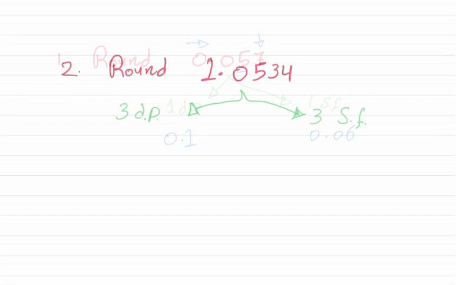0.06. Question 2 says, round 1.0534 to 3 decimal places and to 3 significant figures. If we are going to round this number to 3 decimal places, then we should start counting from the decimal point. 0 is my first decimal place, 5 is my second, 3 is my third.